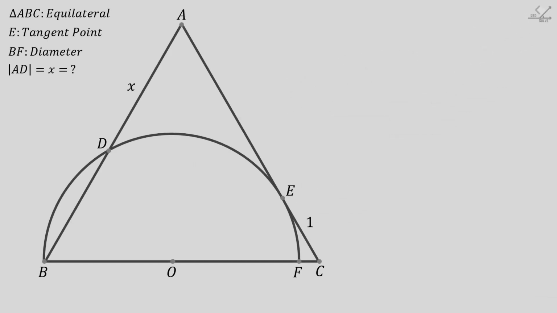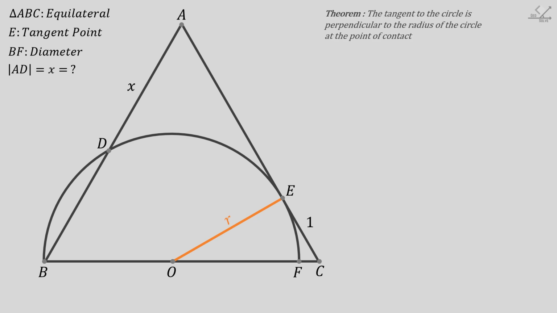Let's start with connecting the center of the circle to tangent point E by drawing the radius of the circle. And remember that tangent to the circle is perpendicular to the radius of the circle at the point of contact. Therefore, this angle must be a right angle.